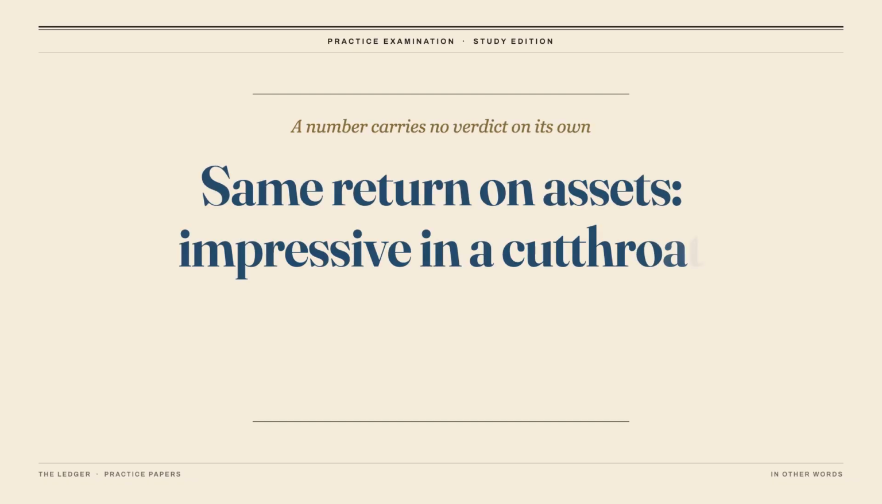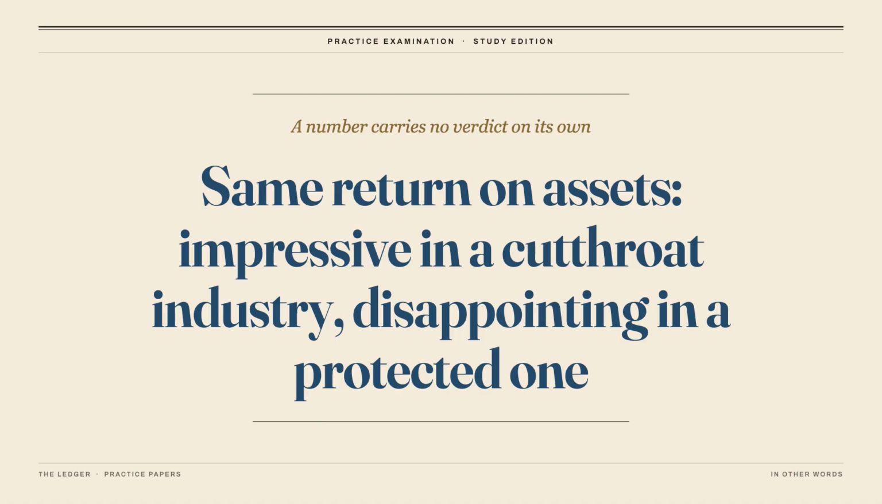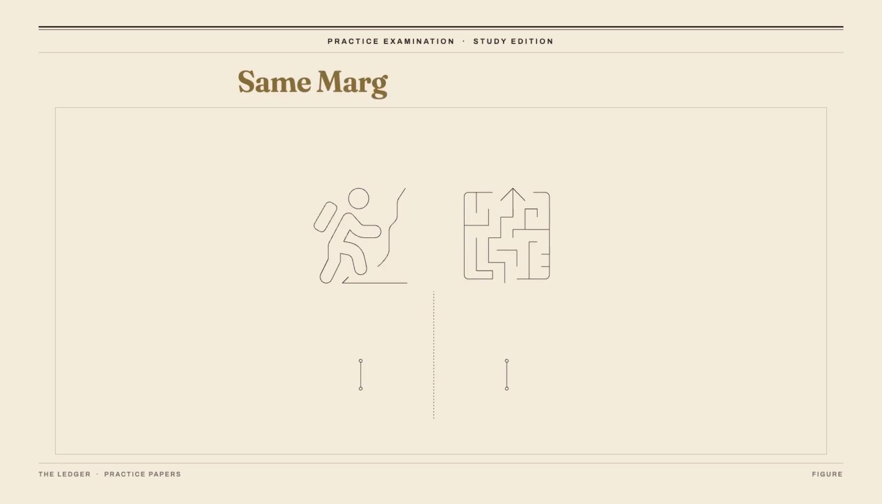A given return on assets is impressive in a cutthroat, low-margin industry and disappointing in a protected, high margin one. Judged without context, it is just a number. Judged against the industry, it becomes real evidence.